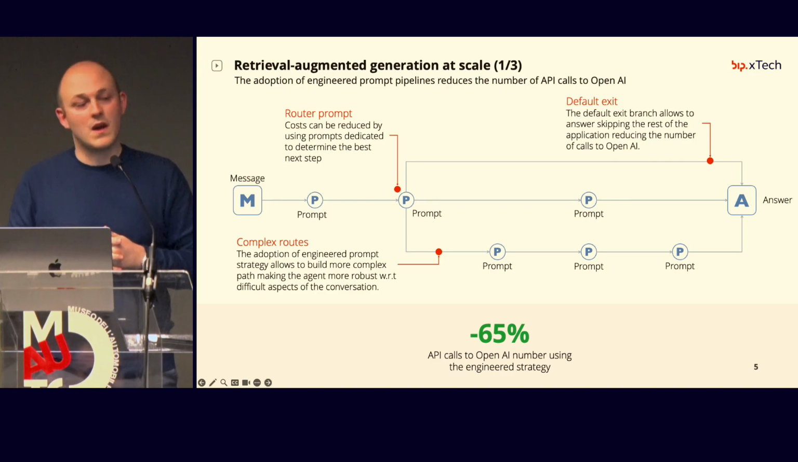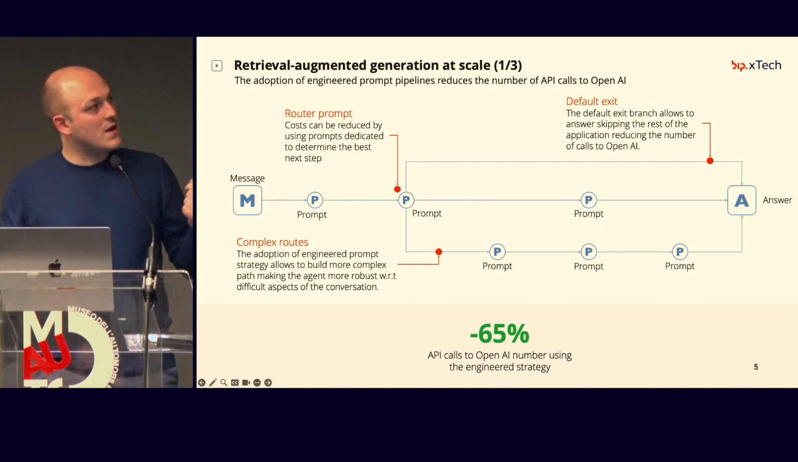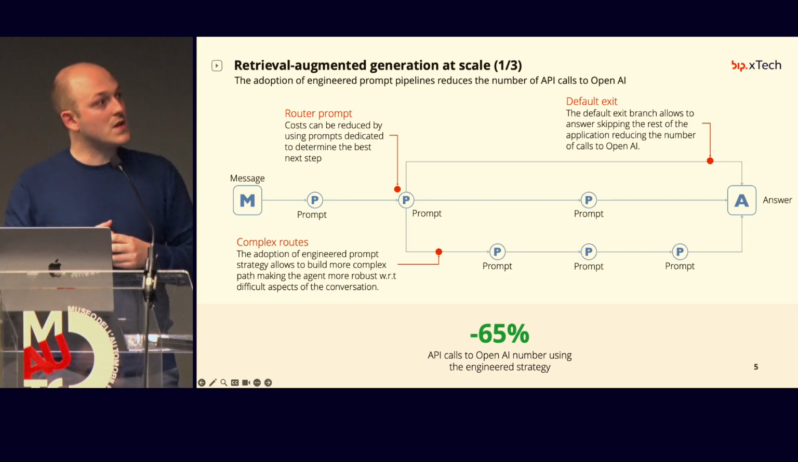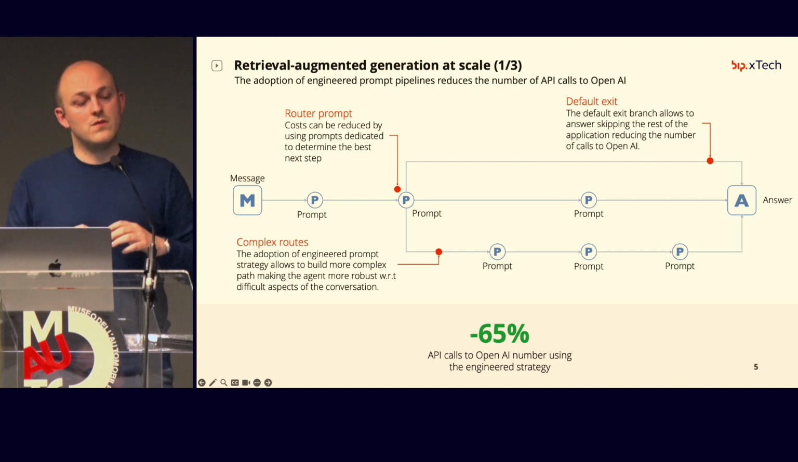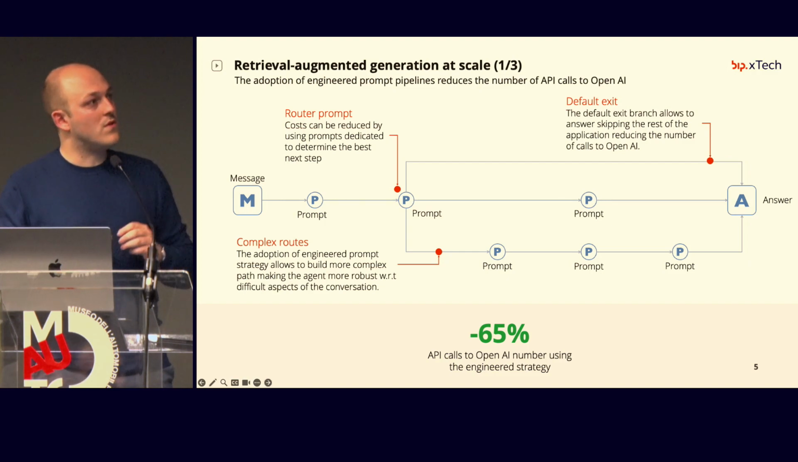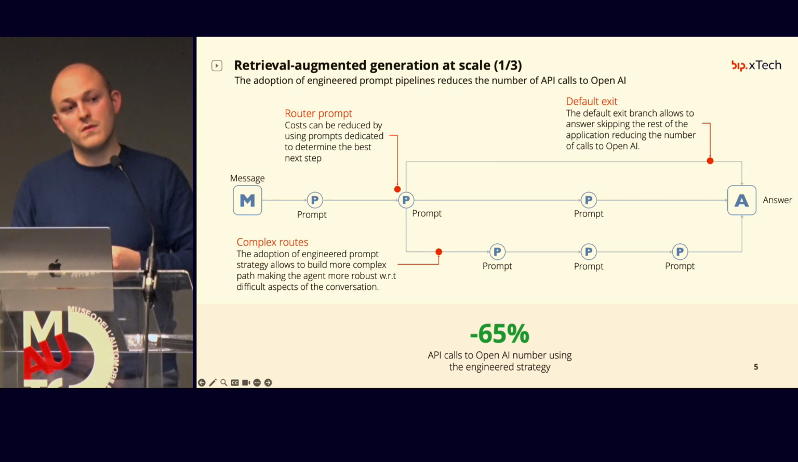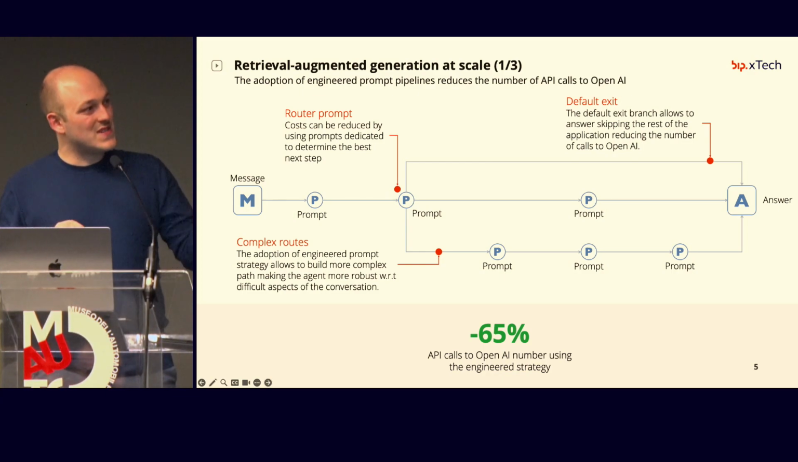of steps. Okay, so for example, you can use a router prompt that selects the best next action, and according to that, you can define a default exit rule to skip everything when you are not confident with the answer, or whenever there is something that is not working. You must define a default exit way so that you can save some money because you don't perform some prompts.